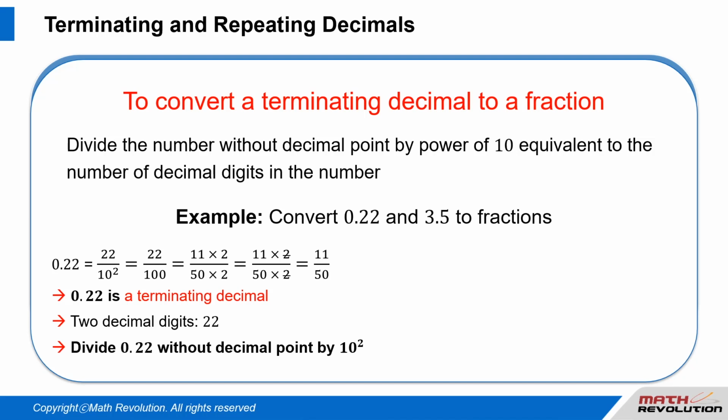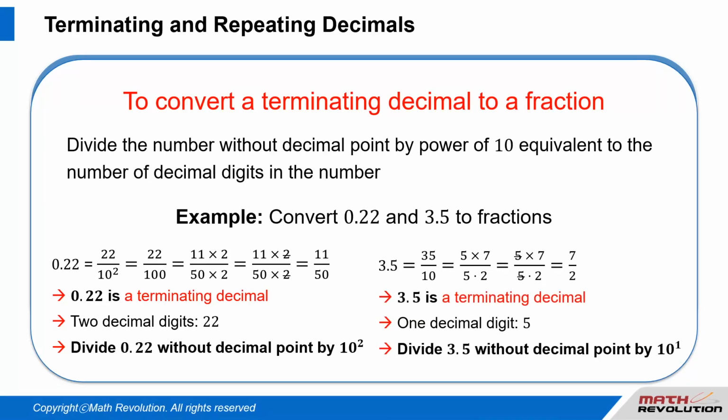Here, decimal 22 is a terminating decimal with 2 decimal digits, that is, 22. We then divide decimal 22 without the decimal point, that is, 22, by 10 to the power of 2.